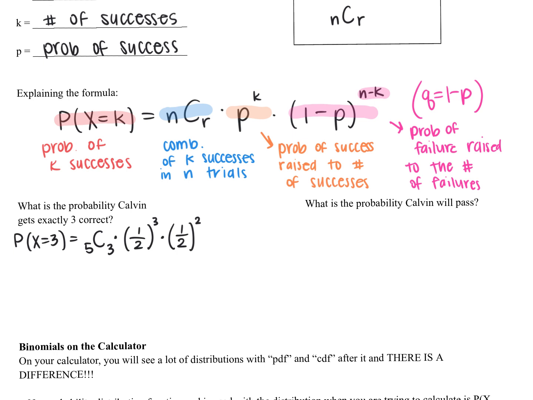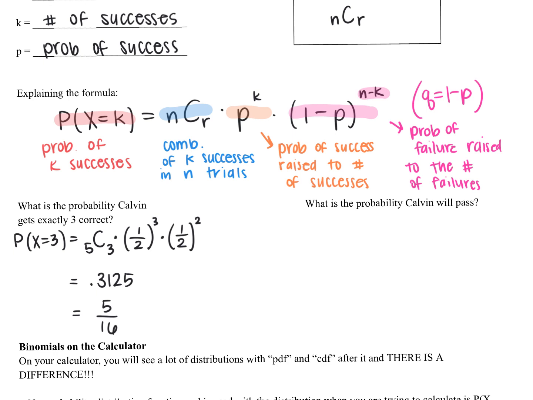So if we go to our calculator, we go to the nCr, I do 5 choose 3 times 1/2 cubed times 1/2 squared. It might give you a decimal, 0.3125, which is fine, but if you convert it back to a fraction, you get 5/16, which I didn't simplify on the previous page, but 5/16 is the same thing as 10/32.